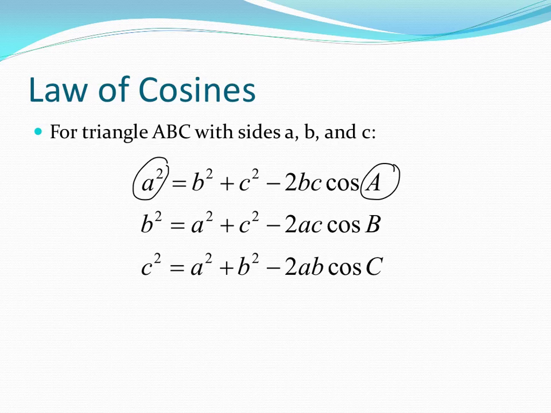Essentially, you have one of the sides and its opposite angle. So a squared is on one side of the equation. The opposite angle is the only angle in the formula. And then the other pieces are the other 2 sides. Take a minute and pause if you need to continue writing these down.